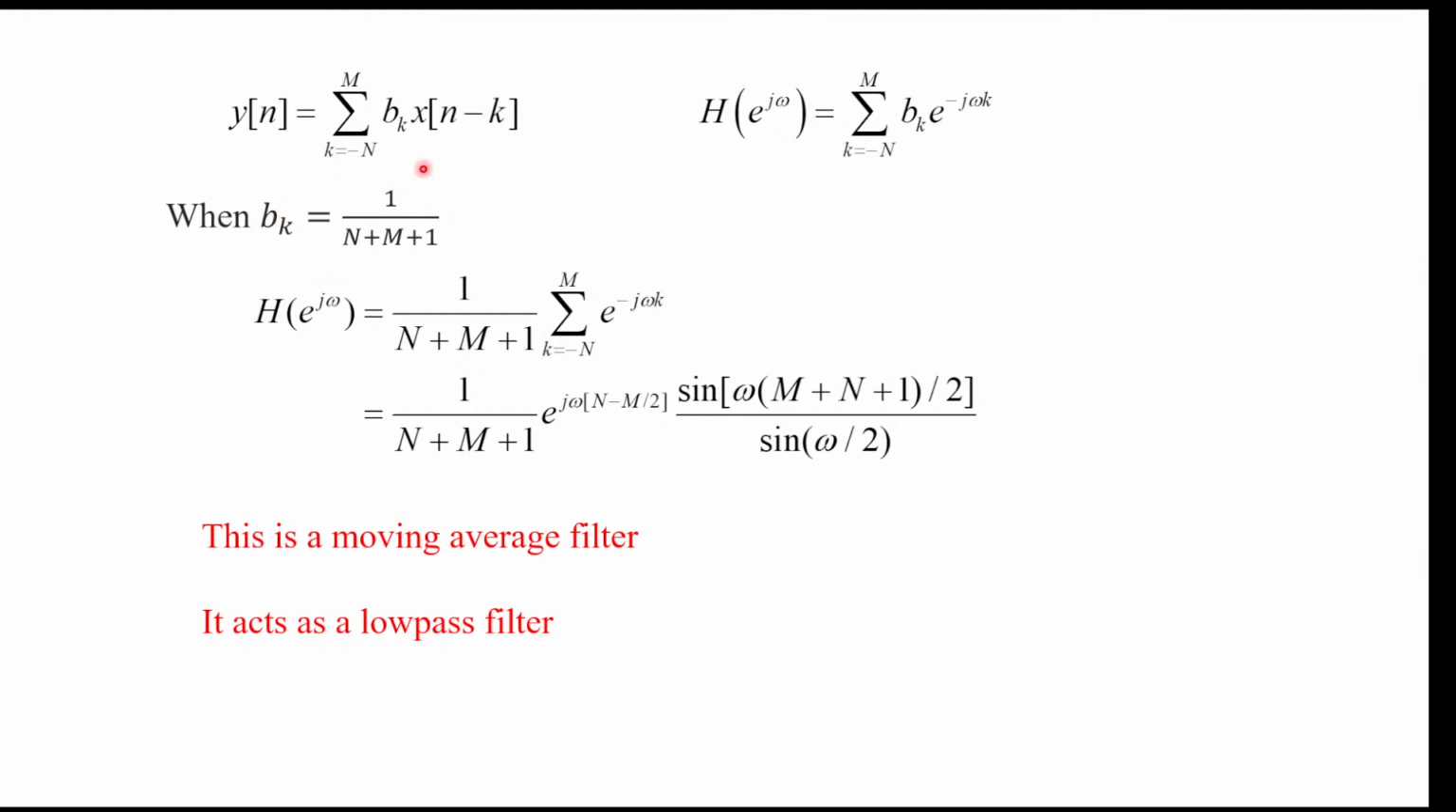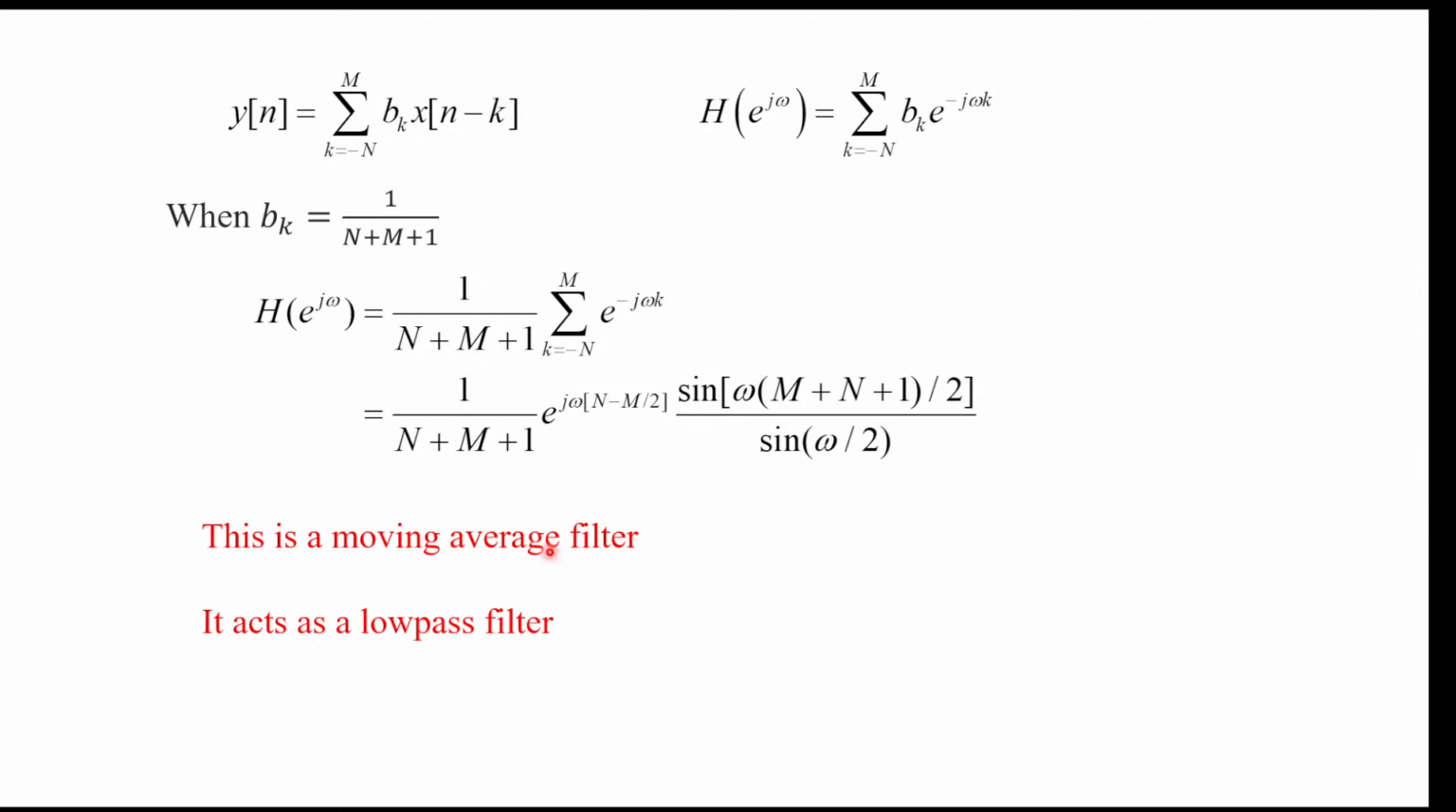Okay, so bk is just 1 over n plus 1, where n and m are the range here. And so this y of n is just the average of x of n from minus big N to plus big N. And so you calculate your h, and then you see this is where the sine over sine function comes in.